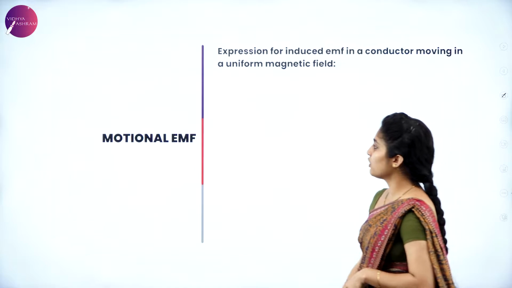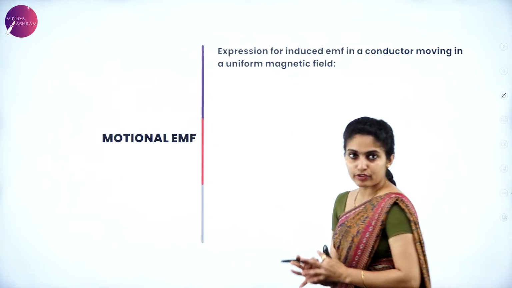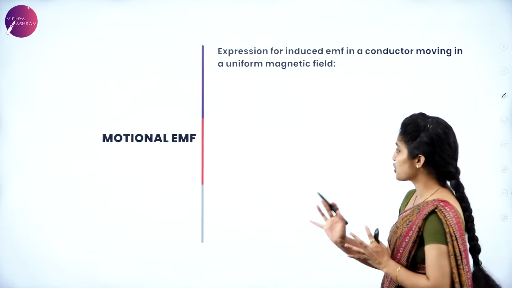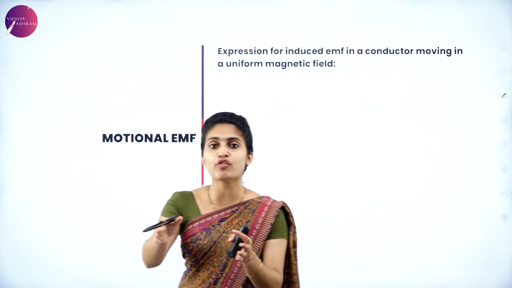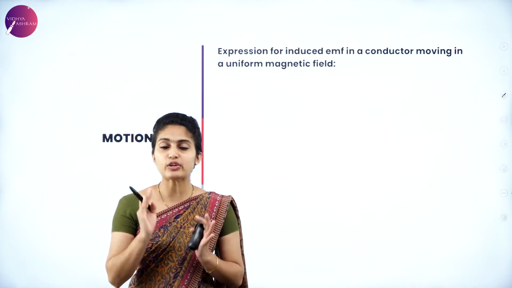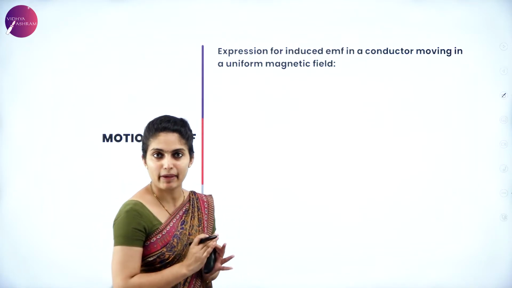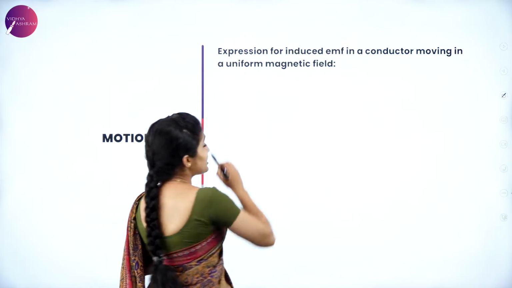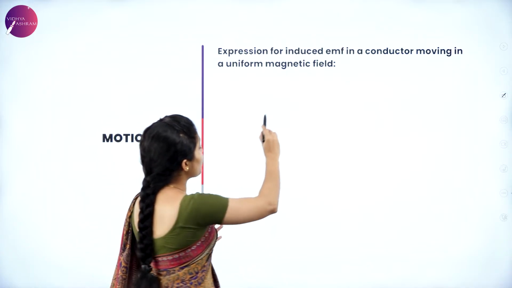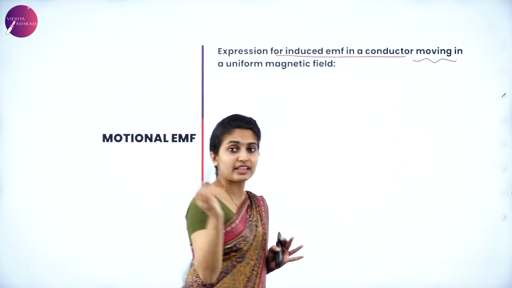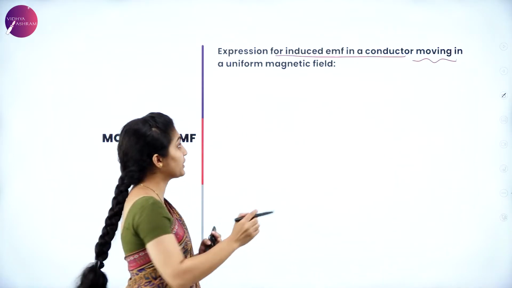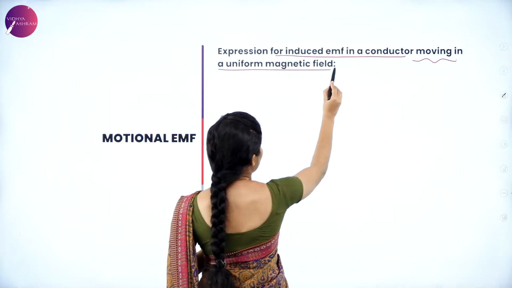And next we are going on to motional EMF. When we study motional EMF, it is a conductor which is having movement in a uniform magnetic field. That is where you study about the motional EMF, okay? So now, they might ask you to give the expression for induced EMF in a conductor. It is moving, which means it is having a motion, okay? So moving in a uniform magnetic field.